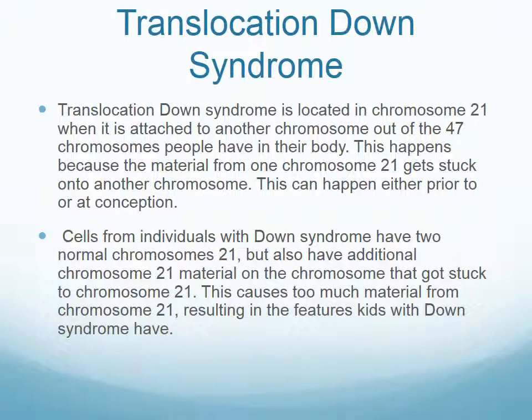So you might be asking, where exactly does translocation Down syndrome take place? Well, it takes place in chromosome 21 when it is attached to another chromosome out of the 47 chromosomes we have in our bodies. This happens because the material from one chromosome, 21, gets stuck onto another chromosome. This can happen either prior to or at conception. Cells from individuals with Down syndrome have 2 normal chromosome 21, but also have additional chromosome 21 material on the chromosome that got stuck to chromosome 21. This causes too much material, resulting in the features kids with Down syndrome have.